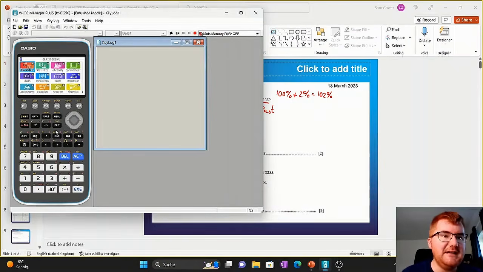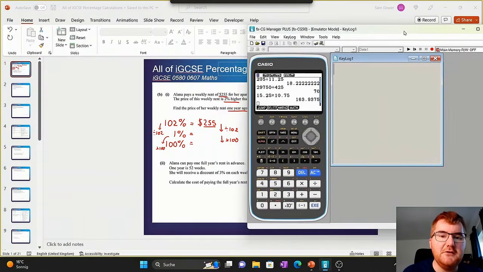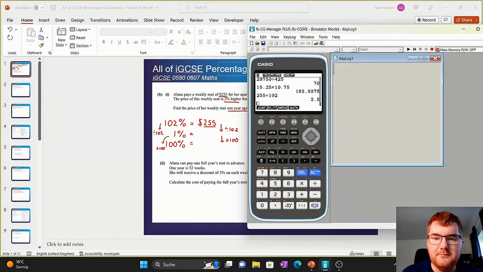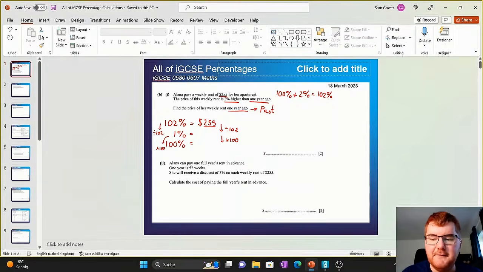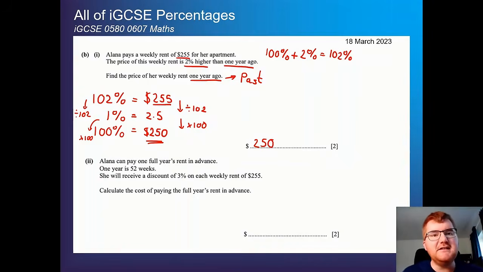Okay, so I've got my calculator here, and I'm just going to go through the operations we've just done. So we do 255 divided by 102, and then we're going to take that and times by 100, giving us our final answer of 250. Again, you don't need to write down the intermediary step if you don't need to, but it was 2.5 if you need that there as well. So our final answer here is $250.